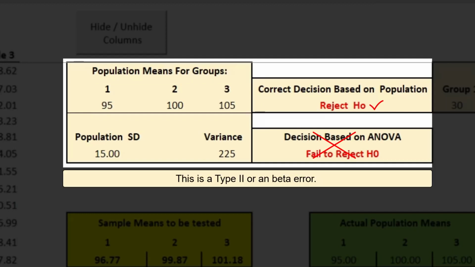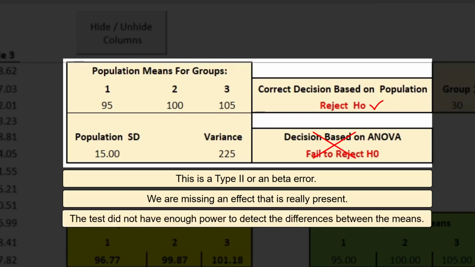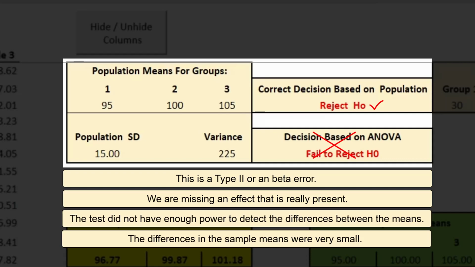In statistical terms, this is known as a type 2 error, or a beta error. It's the opposite of a type 1 error. While a type 1 error is about seeing an effect that isn't there, a type 2 error is about missing an effect that really is present. In this case, we would say that our test did not have enough power to detect the fact that the population means are actually different from each other, in part because the differences in the sample means were quite small.